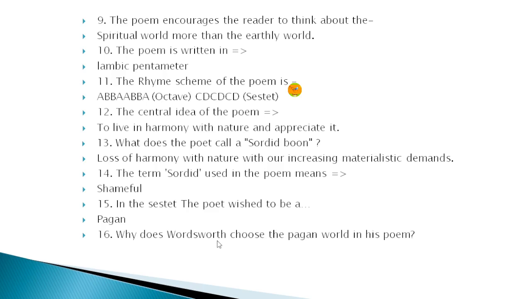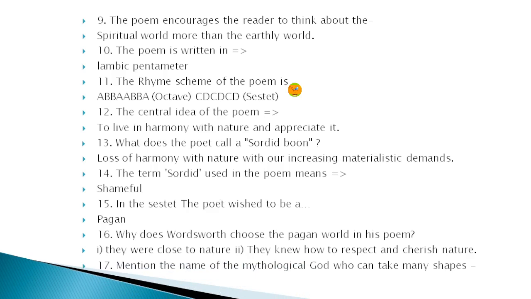16. Why does Wordsworth choose the pagan world in his poem? Here the right answer is they were close to nature. That is one of the reasons. They were close to nature, and the other reason is they knew how to respect and cherish nature.